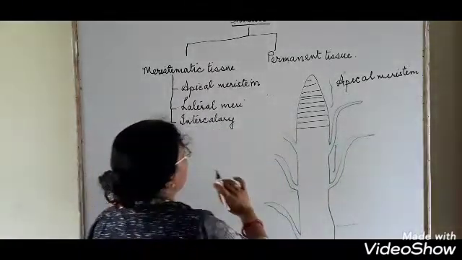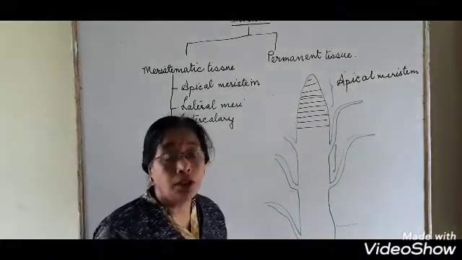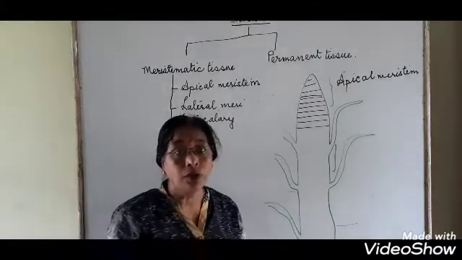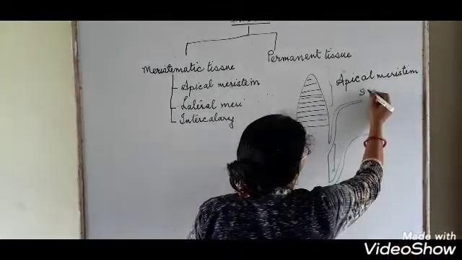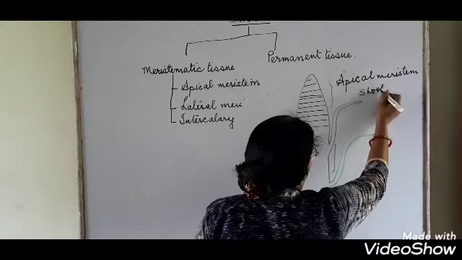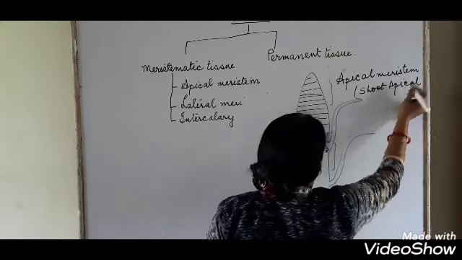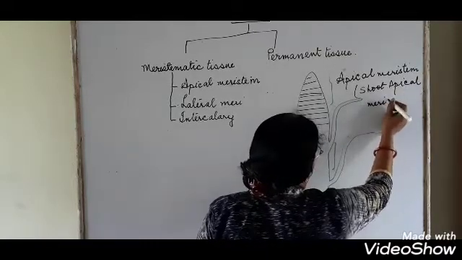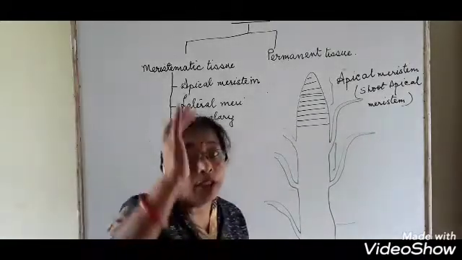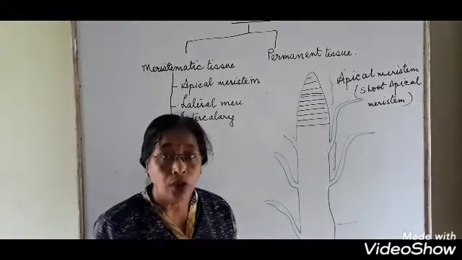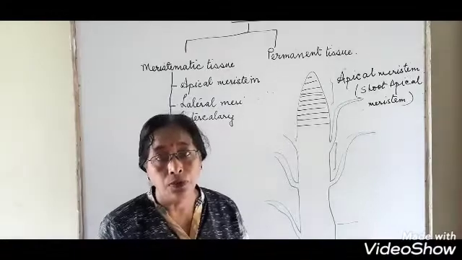After this comes the intercalary. Now apical meristem, they are found in the shoots. If they are found in the shoot, that is the stem region, then it will be called shoot apical meristem. They help the plant to grow in length. So root also, it helps the roots to grow in length, and shoot also, it helps to grow in length.